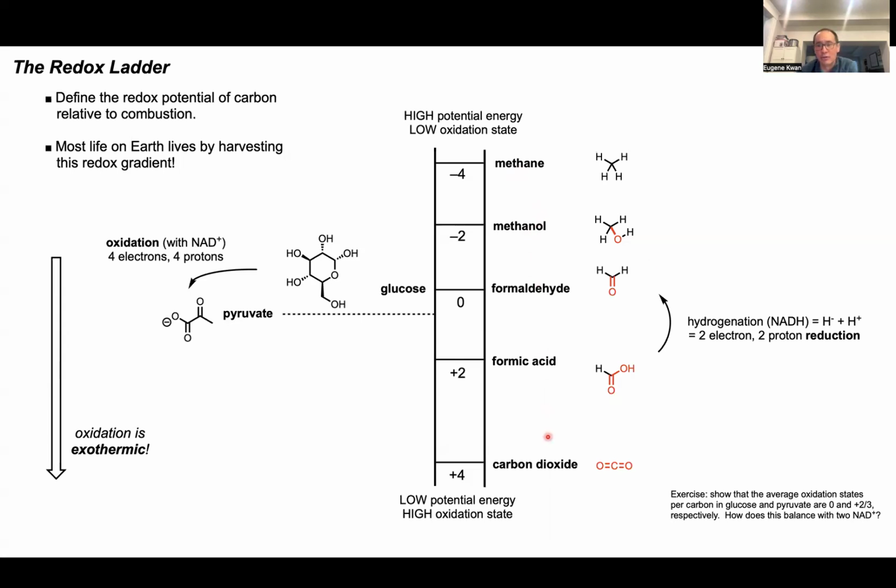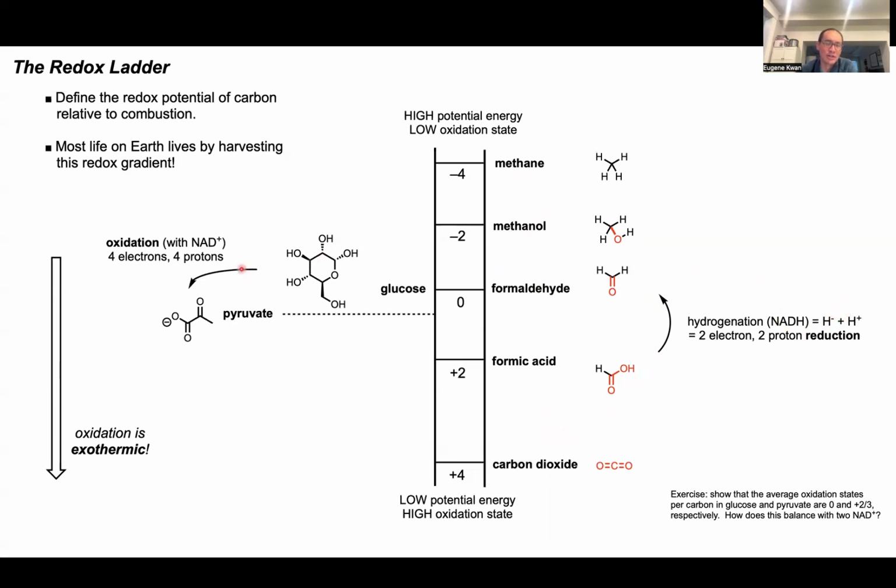And so, if we go backwards, the opposite of the process is hydrogenation, right? So this is a two electron, two proton reduction. You can think of NADH as having a hydride in it. So that's the proton and the two electrons, and then the other part of the hydrogen is a proton. Running it backwards, we have an oxidation, right?